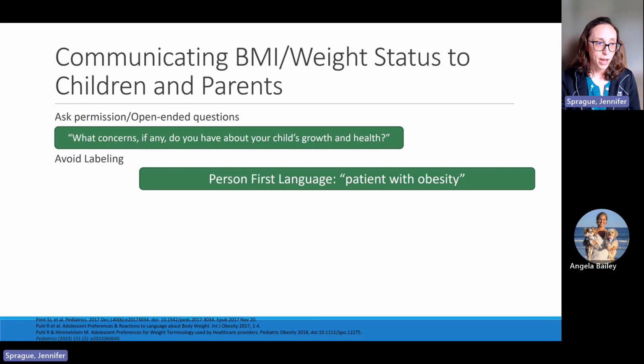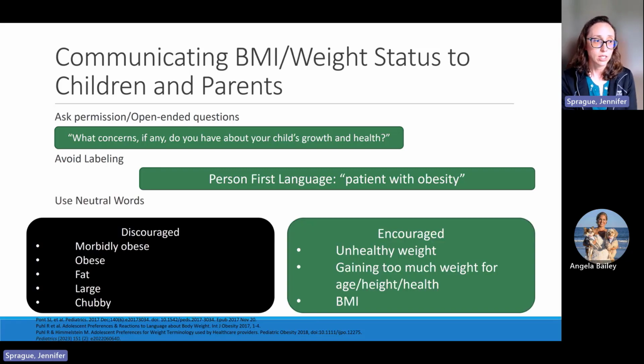And then thinking more about language, think about your word choices. So we discourage words that come across as more stigmatizing, like morbidly obese, obese, fat, large, chubby. Less stigmatizing words are unhealthy weight, gaining too much weight for age, height, health, or using BMI. But keep in mind, even non-stigmatizing language can cause really strong emotional responses in many patients and families. And so it's important to acknowledge and validate those responses while focusing on child health.